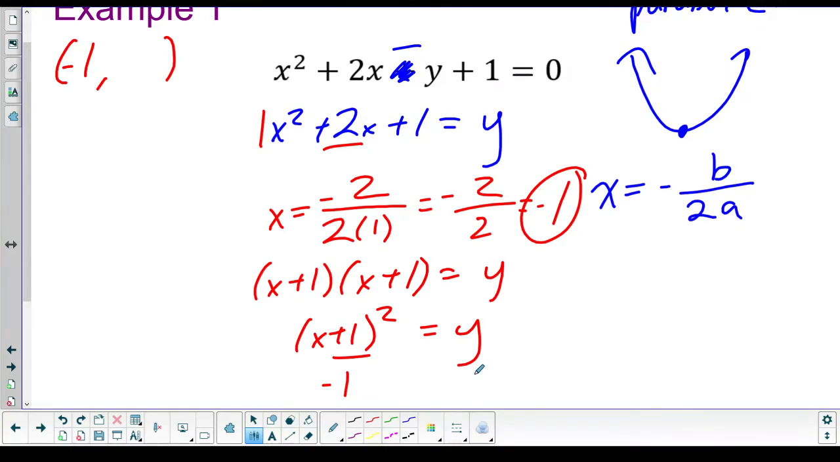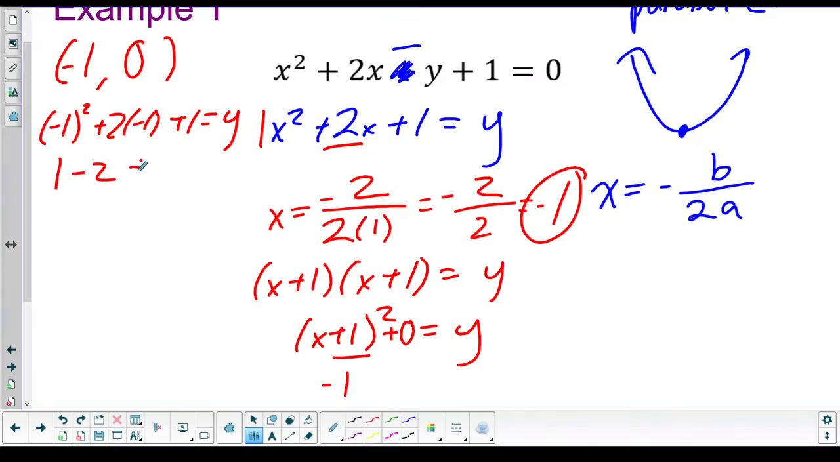Now to find the y value right here, what we need to do is plug this number back into this equation. You're saying, Mr. Barton, let's just look at the k plus 0. Okay, so it's 0, but let's plug it back in just to make sure everything agrees and math works. So if I plug negative 1 in here, we're going to have negative 1 squared plus 2 times negative 1 plus 1 equals y. This is 1 minus 2 plus 1 equals y. 1 plus 1 is 2 minus 2, that's 0. So y is 0 just like we thought.